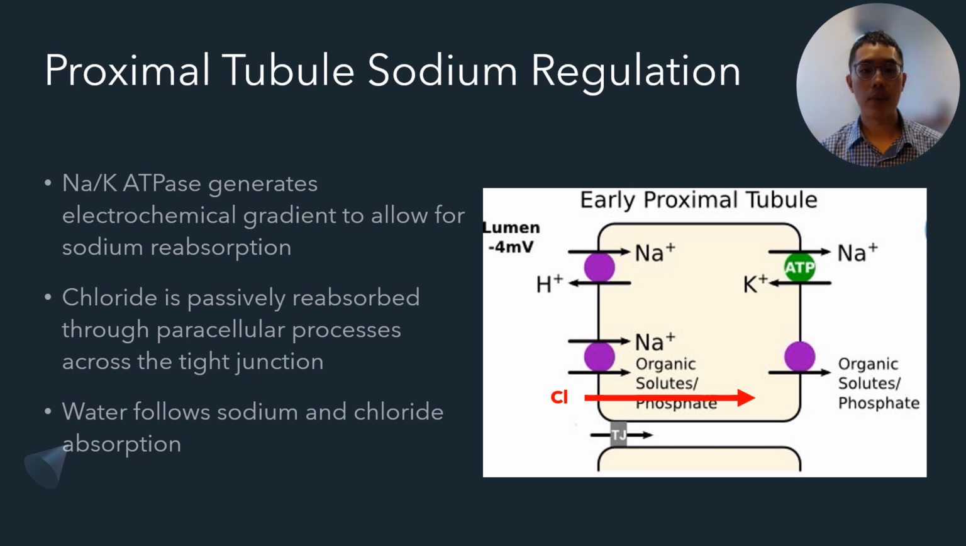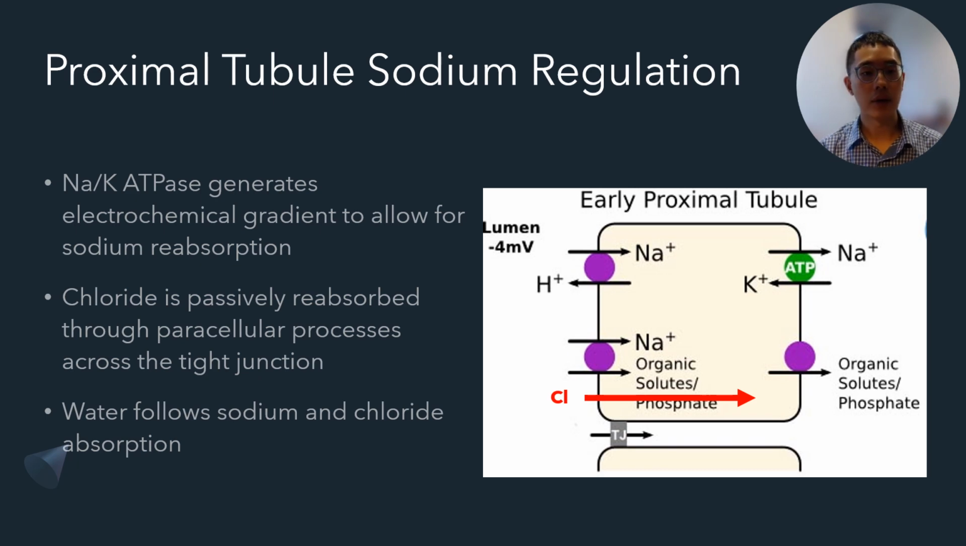We also have to remember that chloride is also passively absorbed through the paracellular processes, driven mainly by the electrochemical gradient that is created with the active transport of sodium across the luminal membrane. All of these mechanisms, essentially 2/3 of our sodium, 2/3 of our chloride, and 2/3 of the water filtered in the glomerulus gets reabsorbed in the proximal tubule.